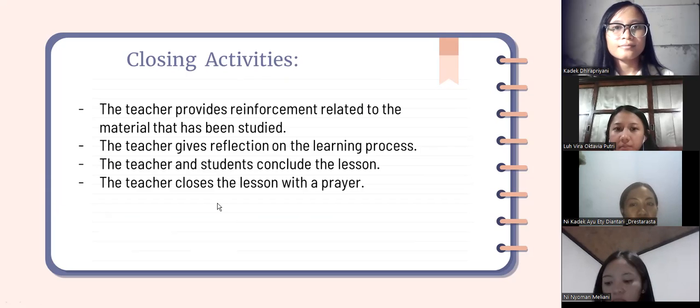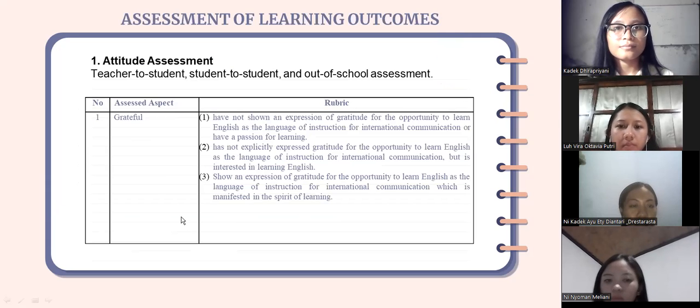And now I would like to explain about the assessment of learning outcomes. Next slide. All right, so here we use three forms of assessment. The first is attitude assessment. For the aspect to be assessed, the first is grateful, and for the rubric criteria, there is one.